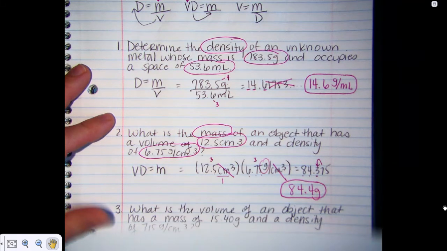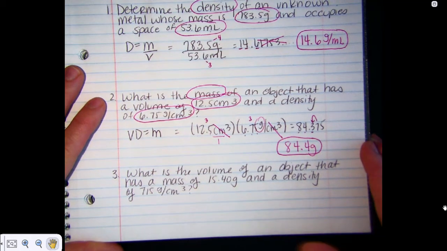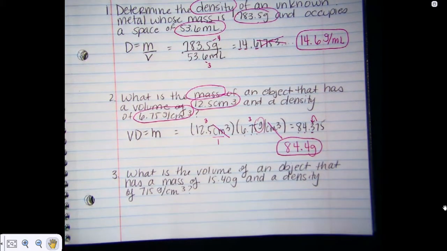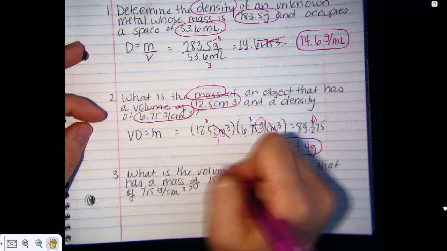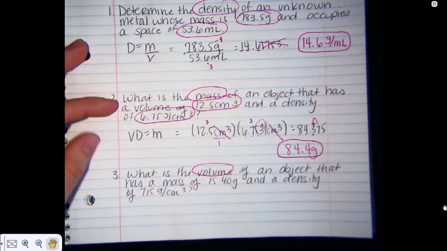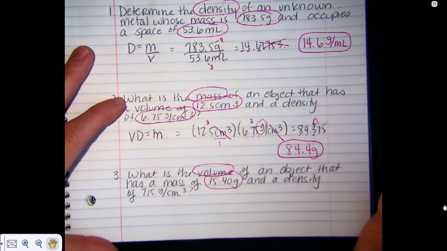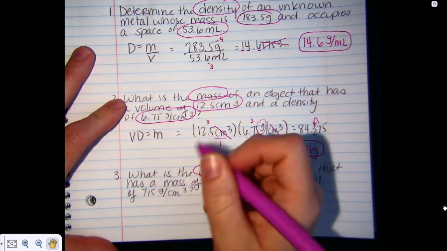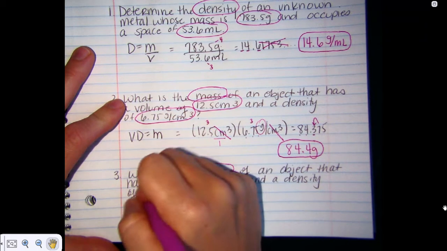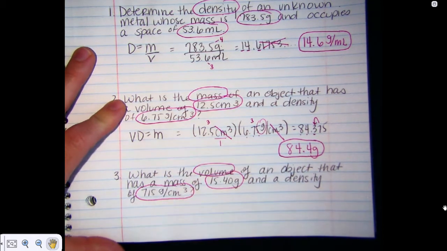Okay. All right, so for our last of our 3 different types, the next one says, what is the volume of an object that has a mass? So what is the volume? I'm solving for volume that has a mass of 15.40 grams and a density of 715 grams per centimeter cubed. I could not read for a second there.